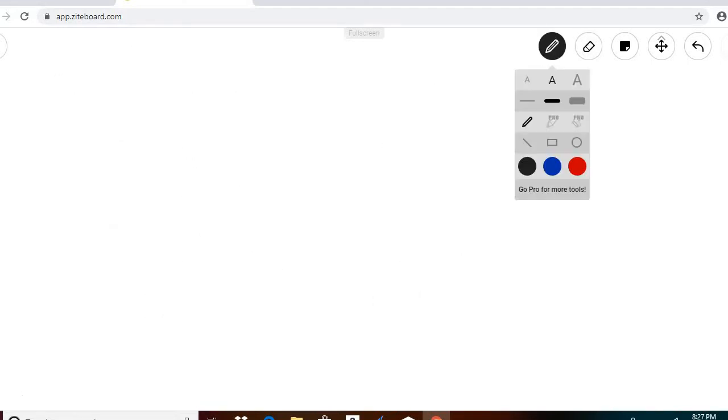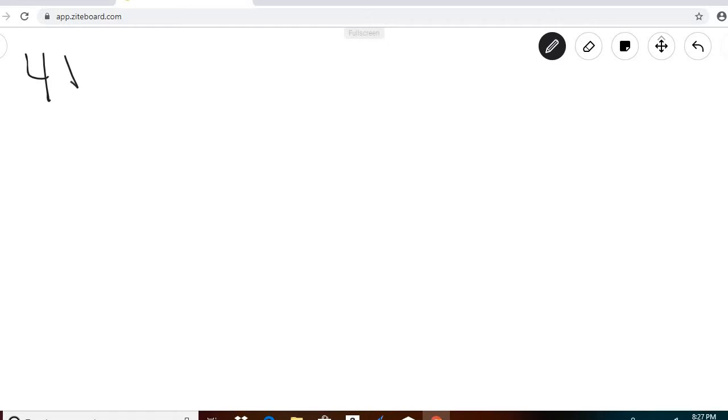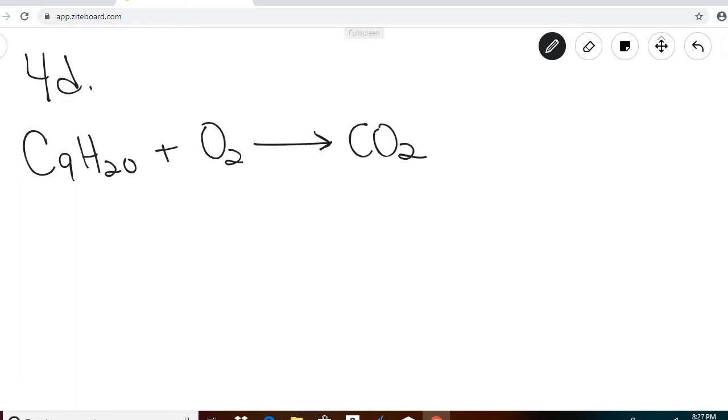Okay, 4D is C9H20 plus oxygen will give us CO2 and water. Okay, so you should recognize this as a complete combustion reaction. So there's sufficient oxygen that the carbon becomes carbon dioxide and not carbon monoxide.